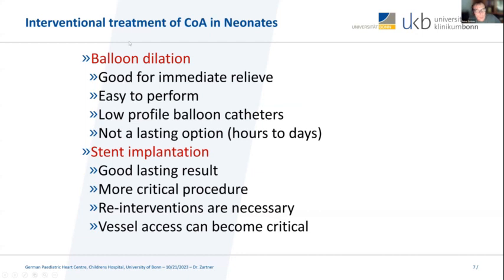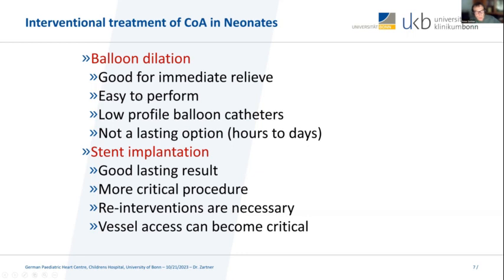For the interventional treatment of coarctation in neonates, the first option is balloon dilation. You can achieve a good immediate relief and result. It's easy to perform. You have a broad variety of low-profile balloon catheters. But in the end, it's not a really lasting option. The gradient will reoccur after hours or some days.